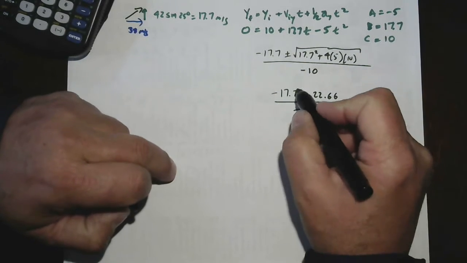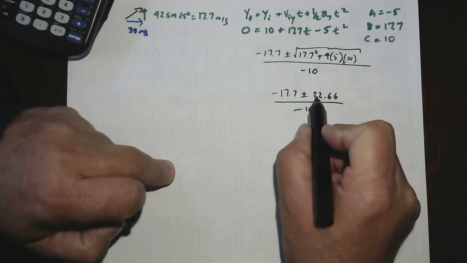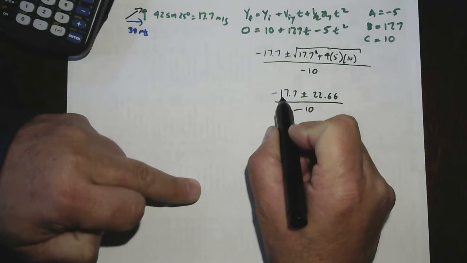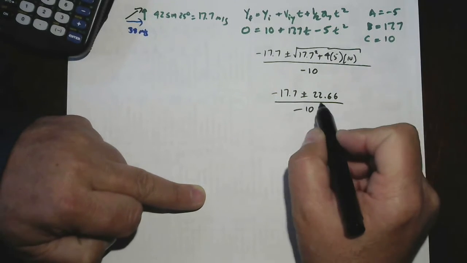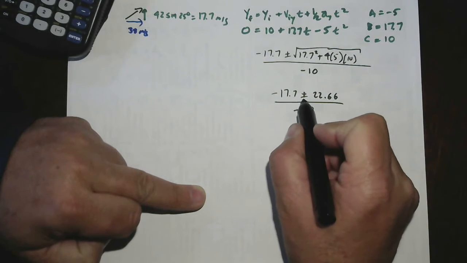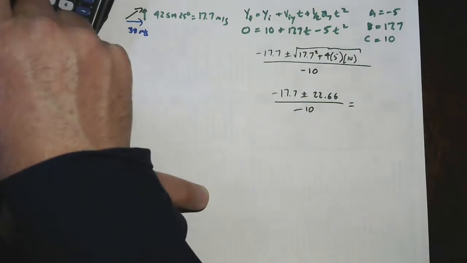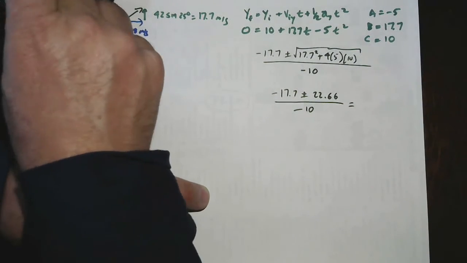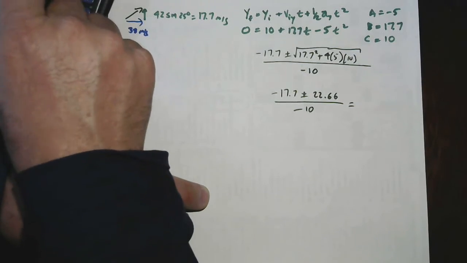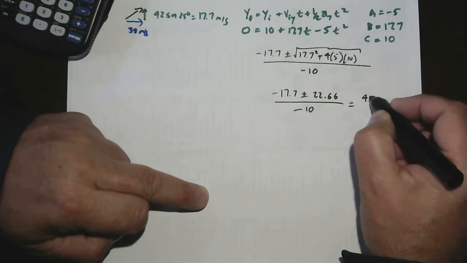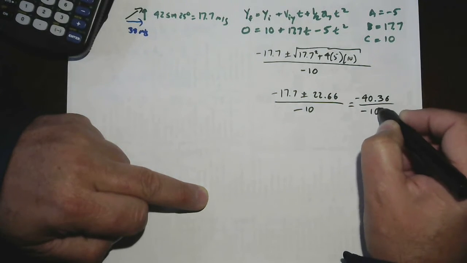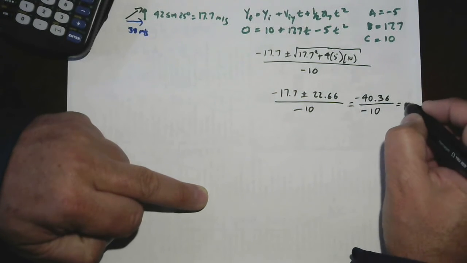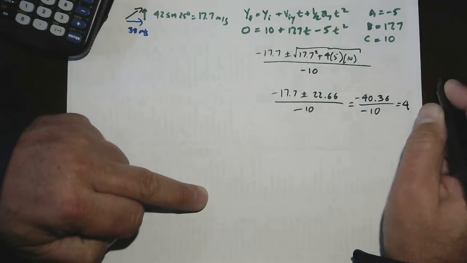Now remember, we need this to be a negative number, so if you were to add positive 22.66 to negative 17.7, the numerator would become positive, and the answer would become negative and not make any sense. So you have to use the lower sign. You have to subtract. So let's do that. 17.7 plus 22.66 is 40.36, and that's a negative 40.36 over negative 10. Looks like this is going to be 4.04.